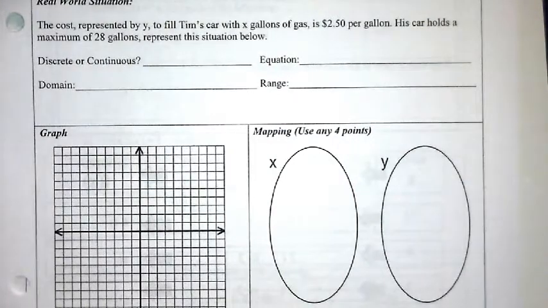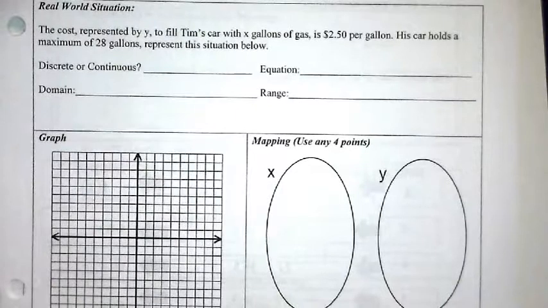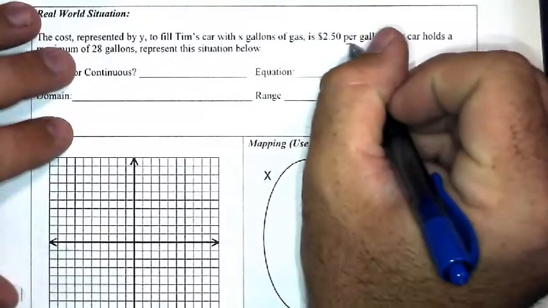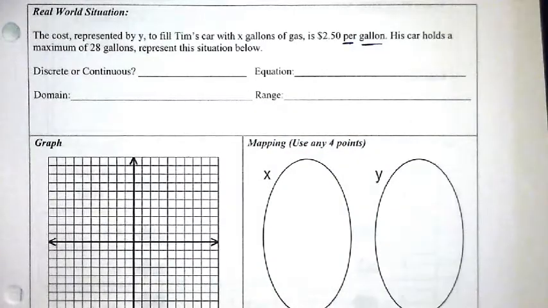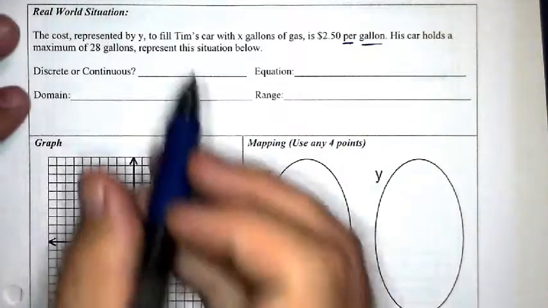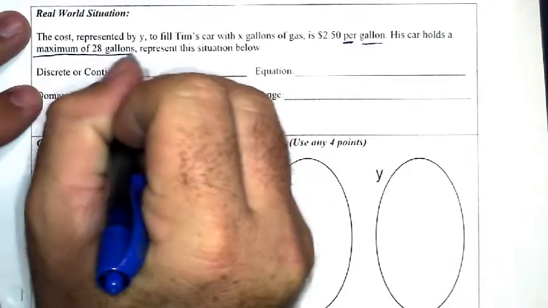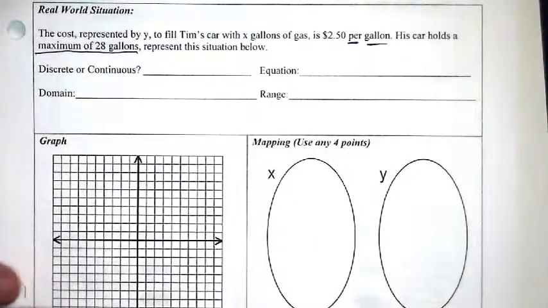All right, so the cost represented by the variable y to fill Tim's car with x amount of gallons is $2.50 per gallon. Now, his car holds a maximum of 28 gallons. Okay, a maximum of 28 gallons. Represent the situation below.